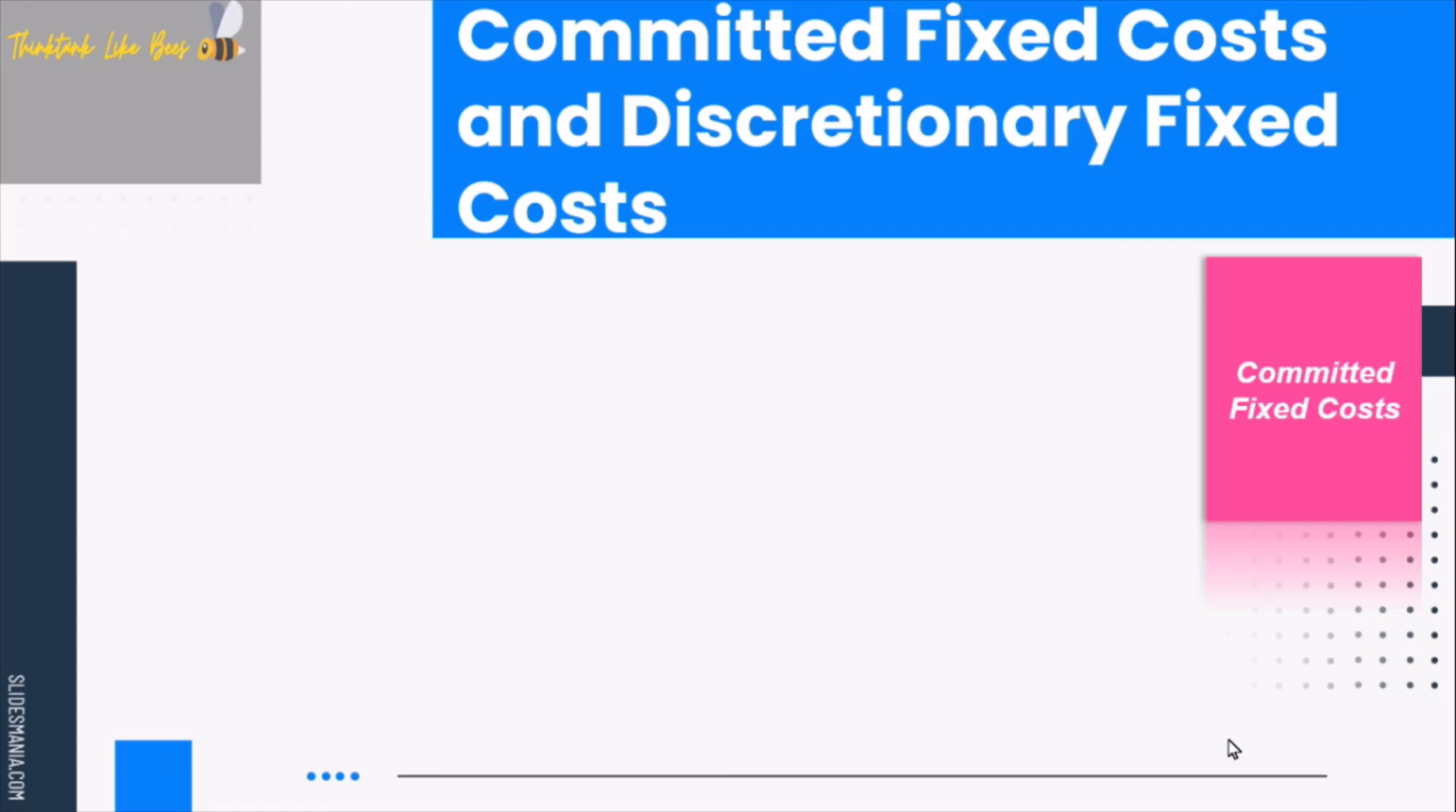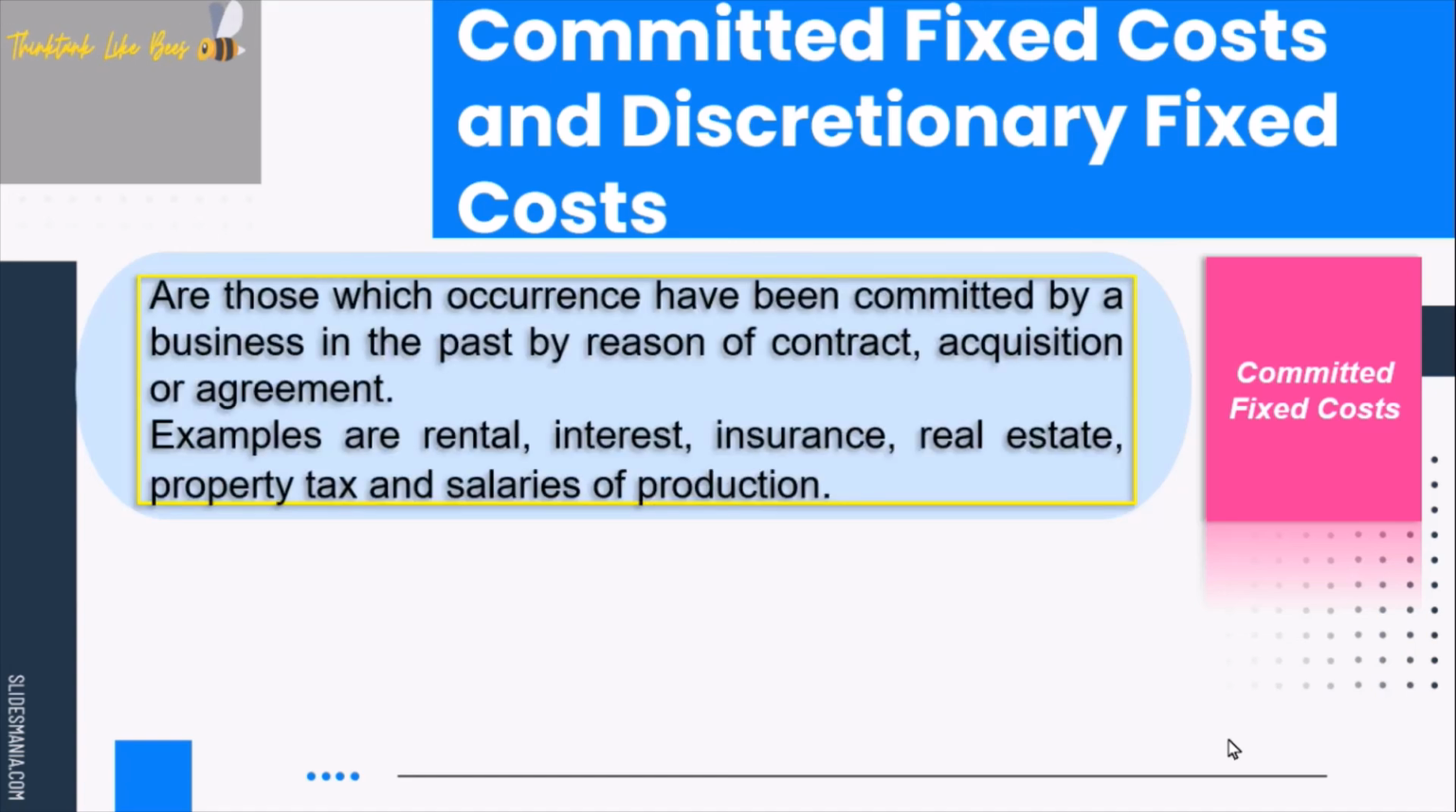Committed fixed costs and discretionary fixed costs. So this is the last topic. So when we say committed fixed costs, they are those which occurrence have been committed by a business in the past by reason of contract, acquisition, or agreement. So examples are rental, interest, insurance, real estate, property tax, and salaries of production.